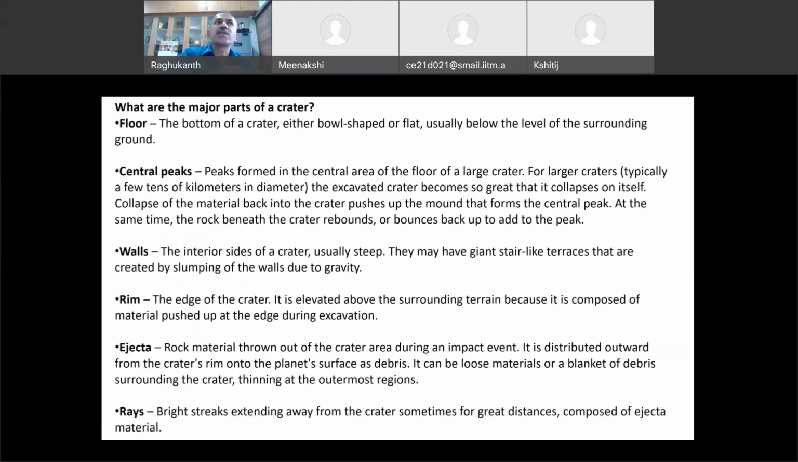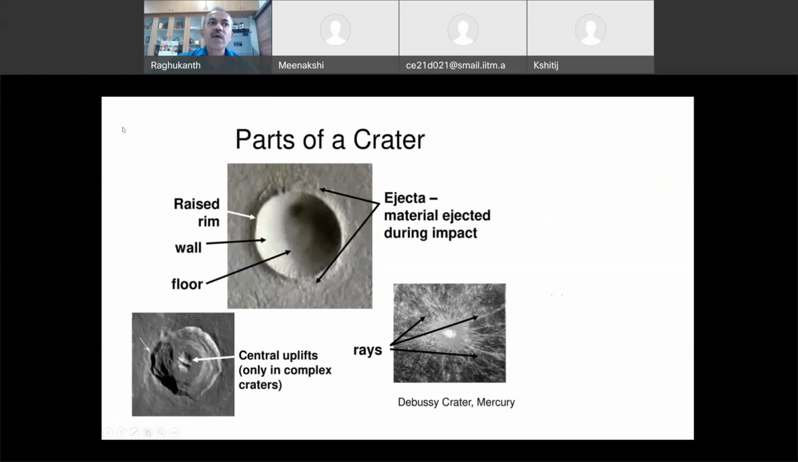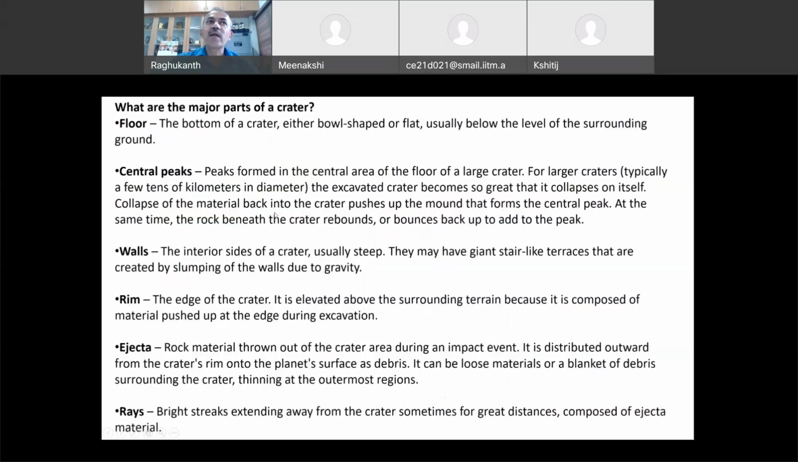For each crater, we use these types of words. Floor, basically. The floor means the bottom of a crater, either bowl shaped or flat, usually below the level of the surrounding ground. So this we call the floor itself. You can see here, this portion we call the floor. So this is how we describe craters. When they say floor, this region is what they call the floor of a crater itself. Then we have central peaks also.